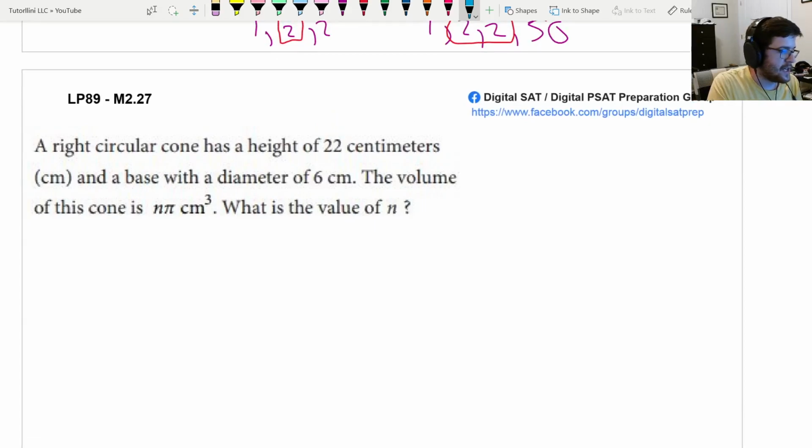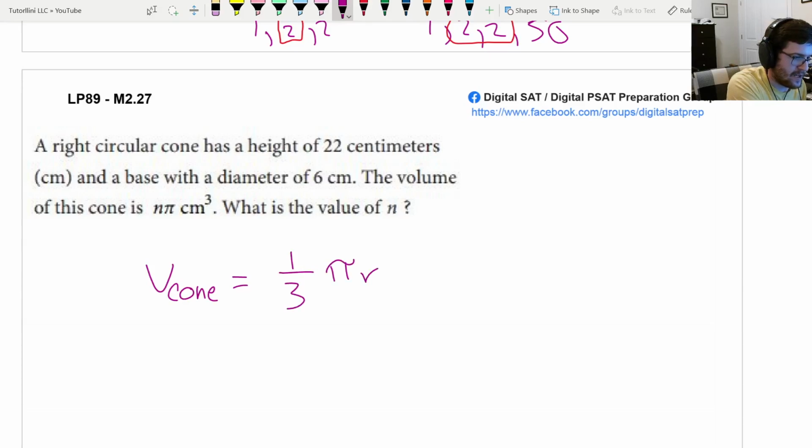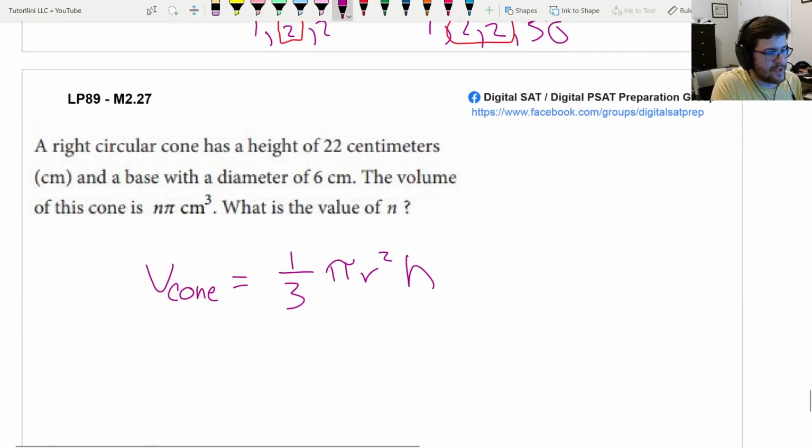Okay, this is on the reference sheet. I'm not even going to pull it up. Right circular cone, the formula. You can look at the reference sheet if you want in the Blue Book app. It's 1/3 pi r squared height, I believe. And really all we're going to do is plug in these numbers.